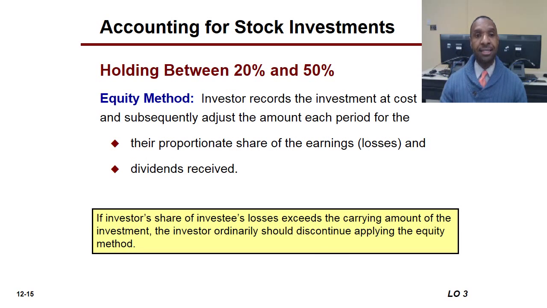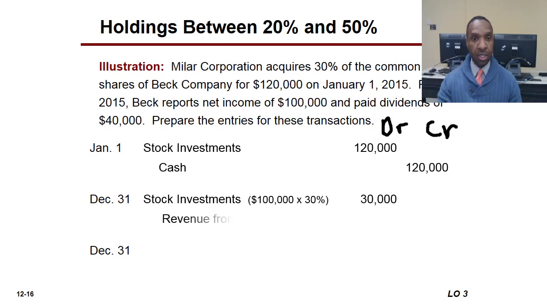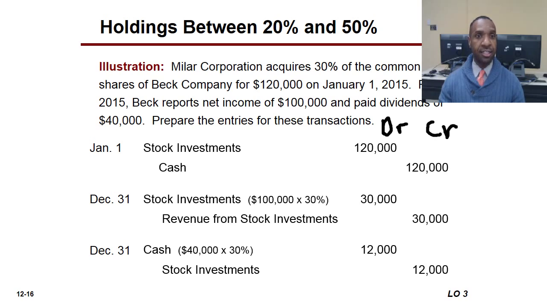So let's look at this. We've got a holding between 20 and 50%. So this is the equity method. Remember, the investor records the investment at cost, and subsequently you adjust the amount each period for their proportionate share of the earnings and losses. So we've got proportionate shares and any dividends received, right? Let's take a look at this.